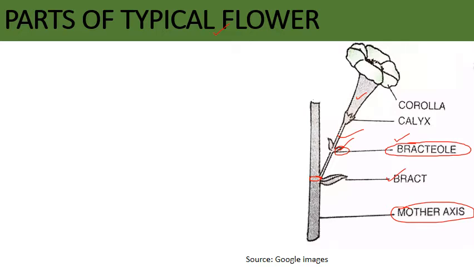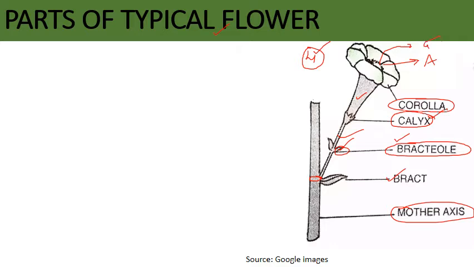Then it bears the floral whorls. There are four whorls in the complete flower. Whorls means layers. So the outermost layer is of sepals, jise collectively kaha jata hai calyx. Then comes the inner one, corolla, which is made up of petals. Then come the inner two whorls, which consist of androecium and gynoecium.